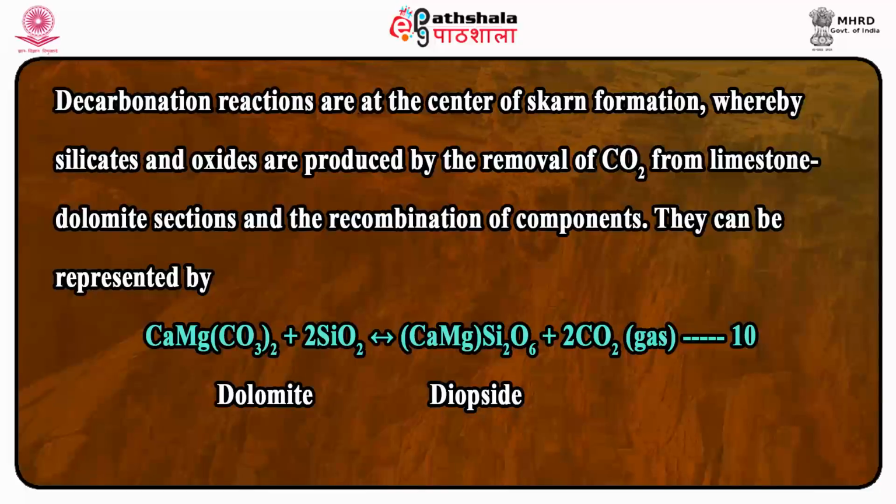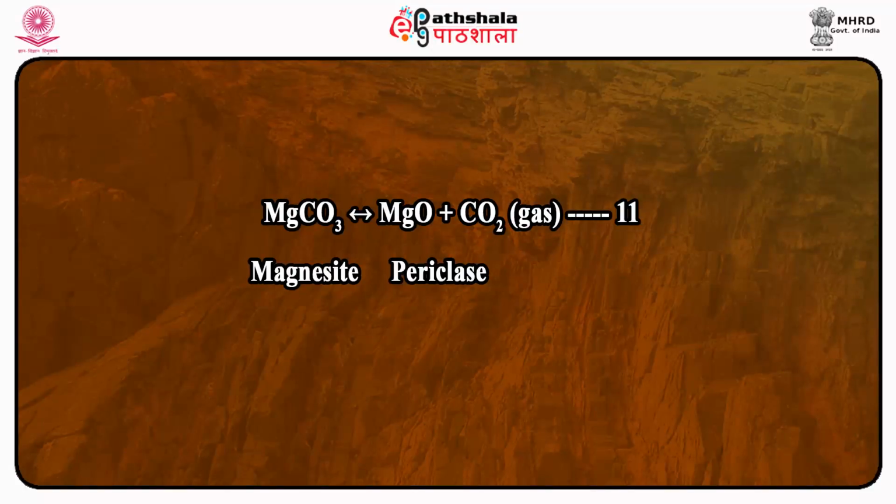For example, decarbonation reactions are at the center of skarn formation, whereby silicates and oxides are produced by the removal of carbon dioxide from limestone and dolomite sections and the recombination of components. They can be represented by dolomite plus quartz giving rise to diopside plus carbon dioxide, with release of carbon dioxide, or more simply by magnesite giving rise to magnesium oxide with release of carbon dioxide gas.